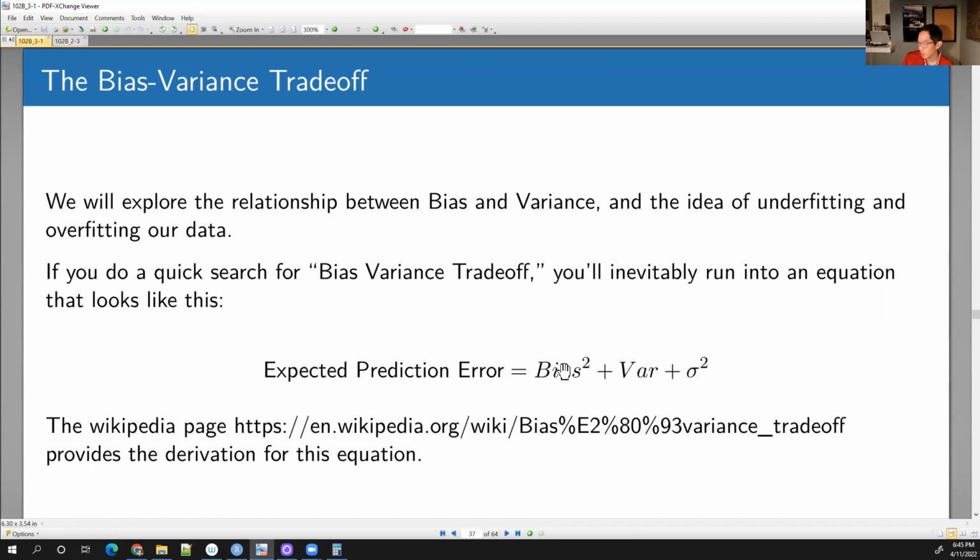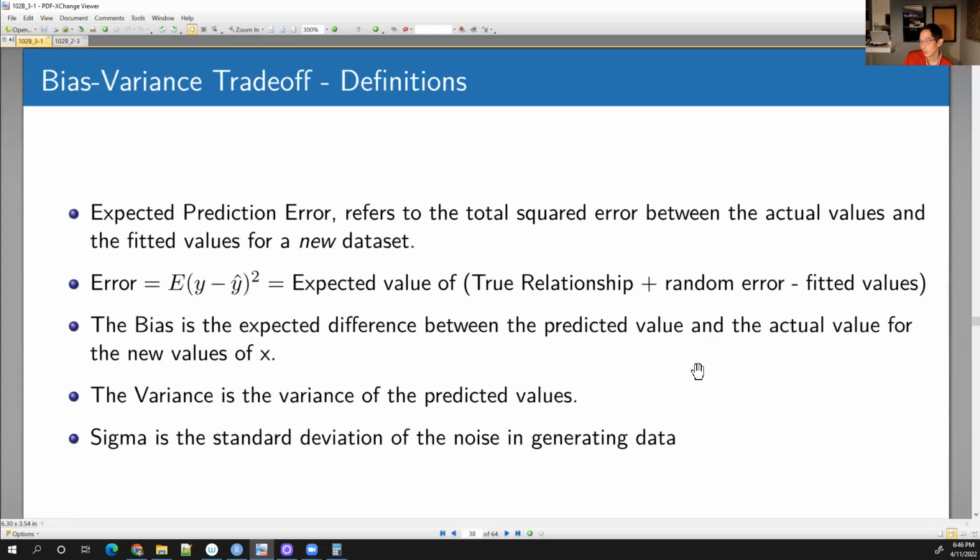The bias is how much difference there is between the expected value of your estimates and the true parameter values. The variance is how much variation there is from one set of estimates to another because of different randomness. And then finally, there's just random noise inherent to the system. So all of these things add together.